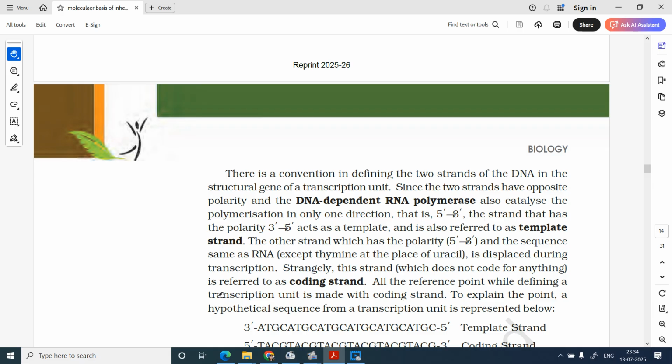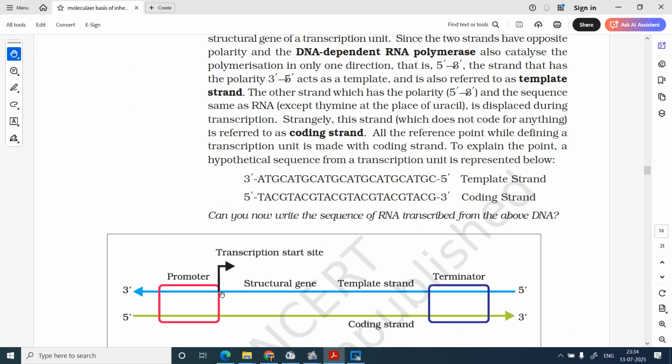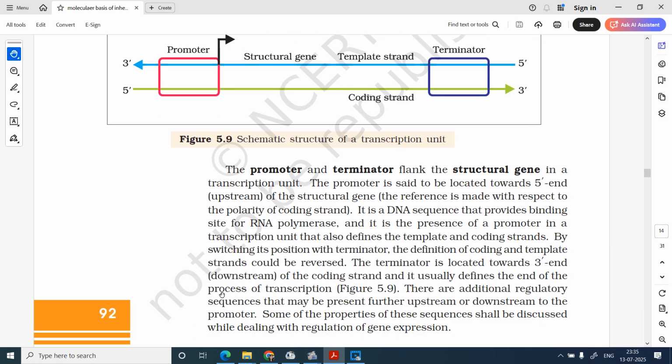To explain the point, a hypothetical sequence from a transcription unit is represented below: 3' ATGC ATGC ATGC ATGC ATGC 5' template strand; 5' TACG TACG TACG TACG TACG 3' coding strand. Can you now write the sequence of RNA transcribed from the above DNA?